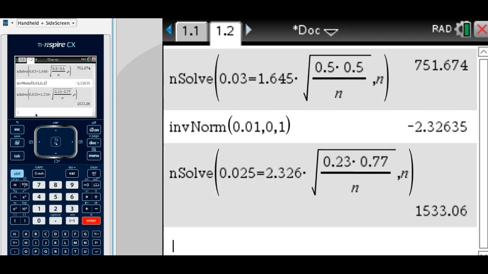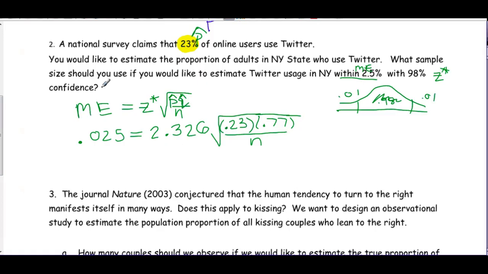Okay, so my calculator is telling me that I would need 1,533 and 0.06 of a person. Remember, we need a whole person, so we're going to round this up to a 4 here. So I'm going to have my n as 1,534 people. Okay?